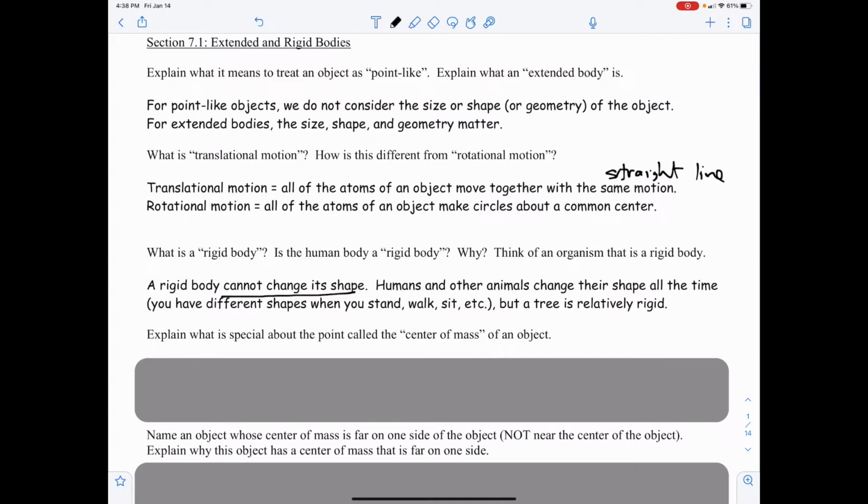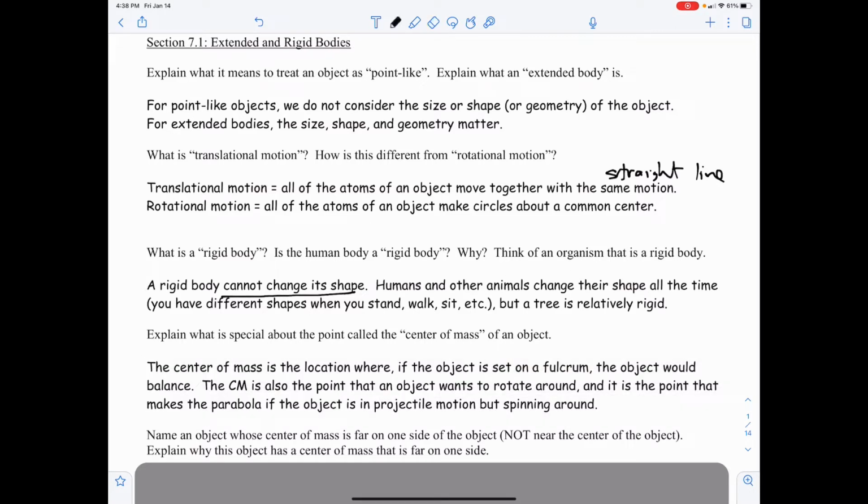Explain what is special about the point called the center of mass of an object. The center of mass is the location where, if the object is set on a fulcrum, the object would balance at that point. Now, we're going to abbreviate center of mass as CM. The center of mass is also the point that the object rotates around. And it is the point that makes the parabola if the object is in projectile motion but spinning around.